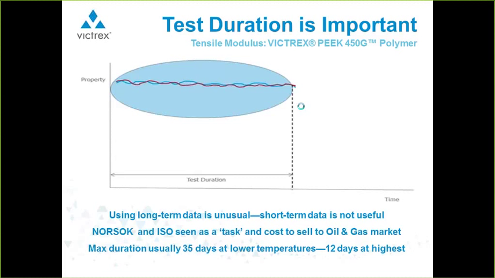Short-term data isn't useful, but NORSOK and ISO are frequently seen as a kind of a task, a pain really, that has to be borne in order to sell into the oil and gas market. And certainly the maximum duration of test data which is common to see would be around 35 days at the lower temperatures and about 12 days at the highest.